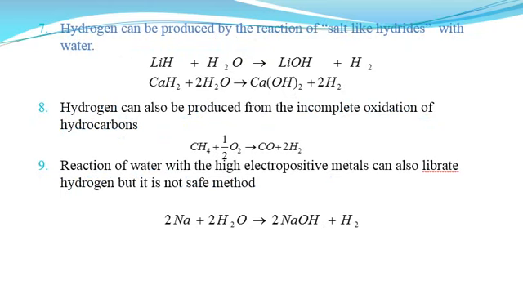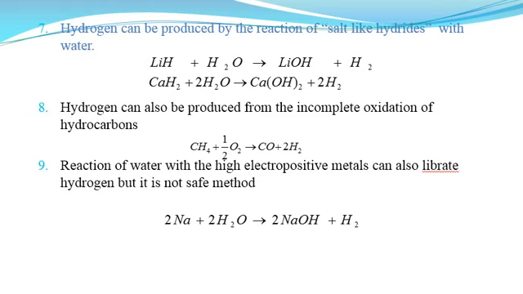Hydrogen can be obtained, as it takes place in industrial processes, by the reaction of salt-like hydrides, or the hydrides of the most electropositive elements such as lithium hydride or calcium hydride, which give hydrogen gas and give the hydroxide of the element, which will be aqueous, and it is easy to separate a gas from aqueous solution.